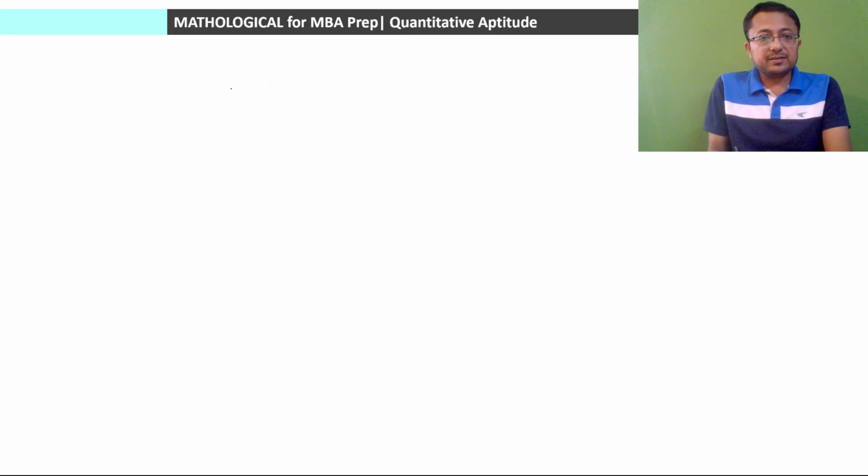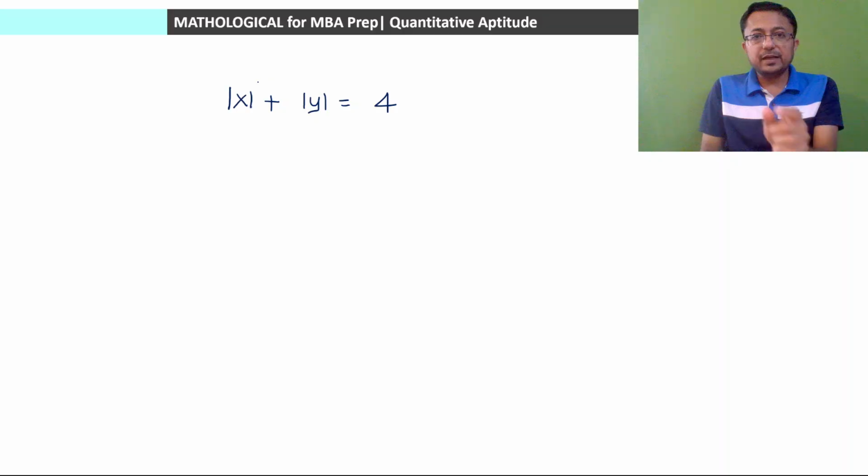Let us say our graph is mod of x plus mod of y, and this is equal to 4. Pause the video and try to draw this graph by yourself. Mod of x plus mod of y equal to 4. So the right hand side is equal to 4. Left hand side is the sum of two values and both of these values are modulus. So mod of x will be greater than or equal to 0. Mod of y will also be greater than or equal to 0.